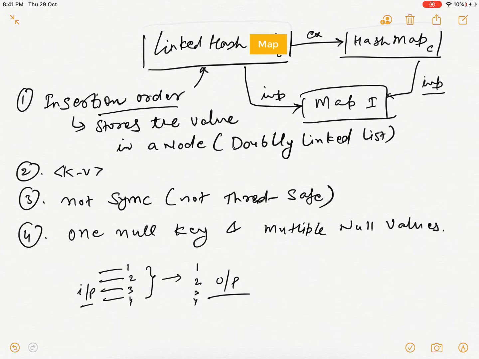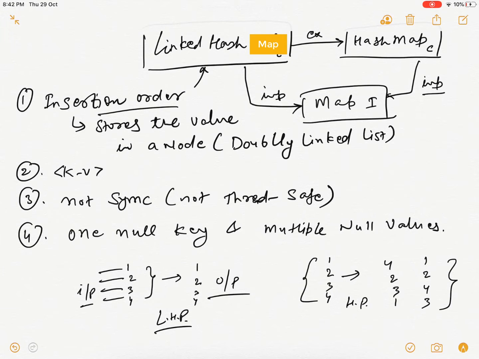This is my LinkedHashMap. But in a normal HashMap, whatever values in key and value pair format you have added, there is no guarantee that it will maintain the order. First of all, it does not maintain the order. No guarantee that you will get the same order over here. So you might get 4, 2, 3, 1. Next time you might get 1, 2, 4, 3, something like this. You can get it, right?